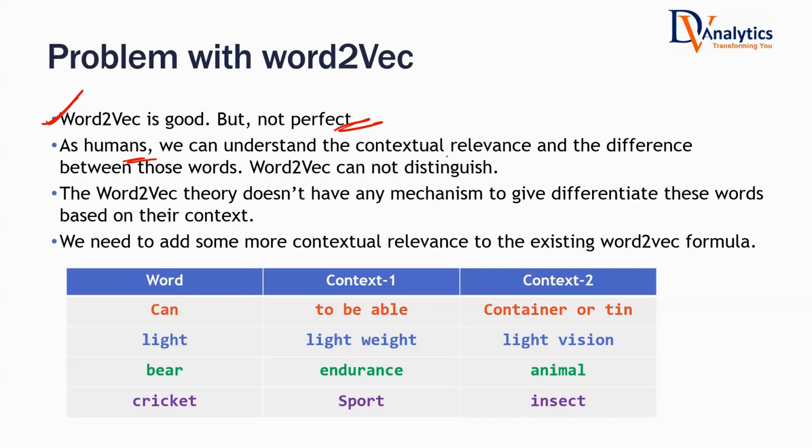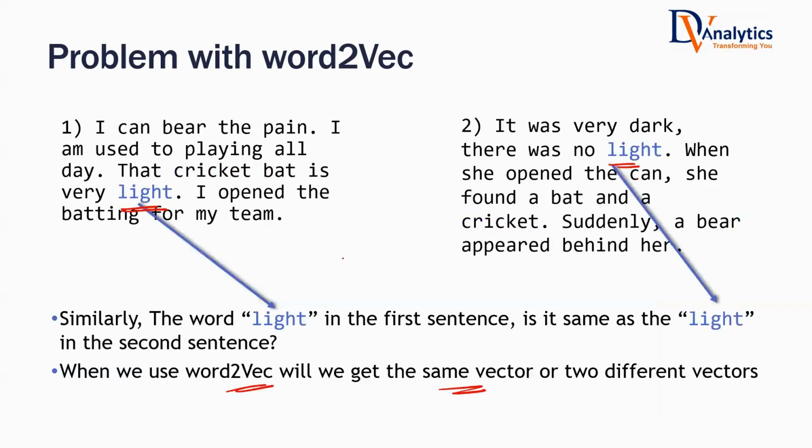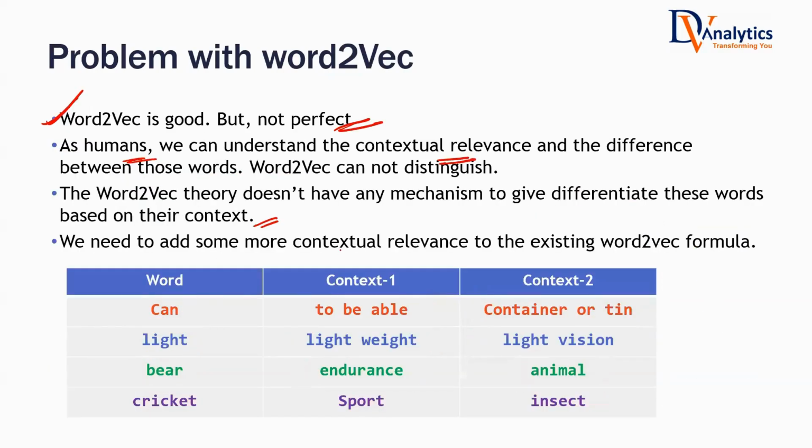As humans, we understand the contextual relevance and the difference between those words. When I say, I can bear the pain, I have opened a can, there's a difference we can distinguish. But the Word2Vec theory doesn't have the mechanism to differentiate these words based on their context. Both the words will have the same vector representation, and it is not going to work when you are building very large systems. We need some more contextual relevance on top of the existing Word2Vec. Word2Vec is good, no doubt about it. Word2Vec really works. A lot of people use Word2Vec. A lot of models are still using Word2Vec.